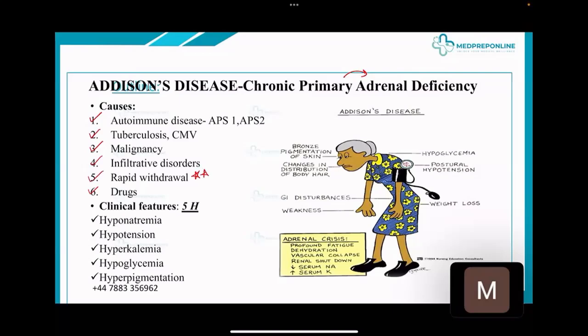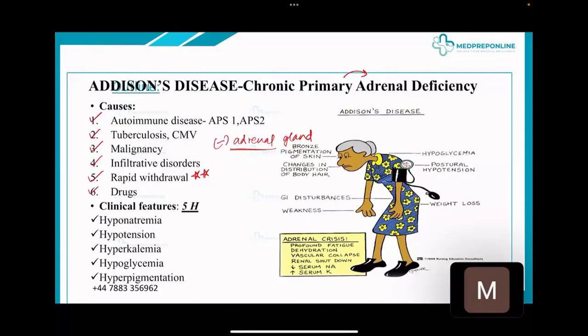Now, why is rapid withdrawal important? Because in our clinical practice, we are treating any inflammatory condition or any chronic condition with a prolonged course of steroids. If you withdraw them all of a sudden, what happens is these steroids are suppressing the adrenal gland, correct? So because of sudden withdrawal, the adrenal gland cannot secrete enough of these glucocorticoids, these hormones, because of which a patient can land up in Addison's crisis.